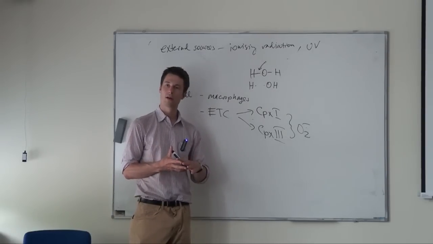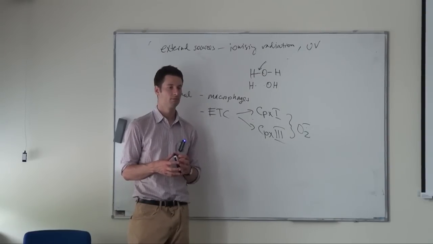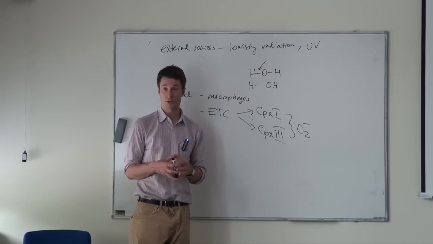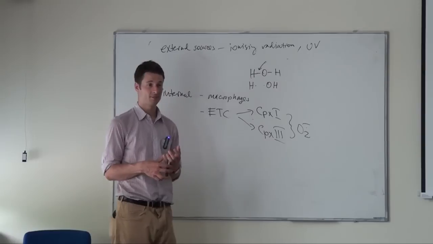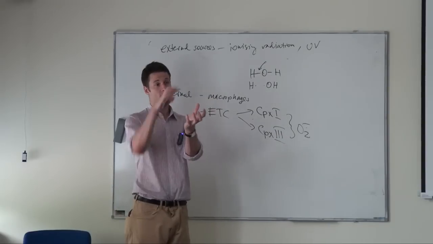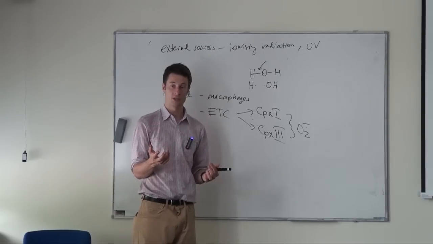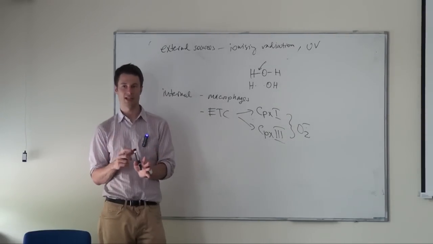What is complex 4 in the electron transport chain? It's the one that reduces oxygen to water. What is the name of the complex? Okay, it's cytochrome oxidase. That's the one, complex 4 is where oxygen comes in and is reduced to water. Interestingly, complex 4 does not release any reactive oxygen species. And that's the only complex that actually does anything with oxygen, but it doesn't seem to produce any reactive oxygen species.